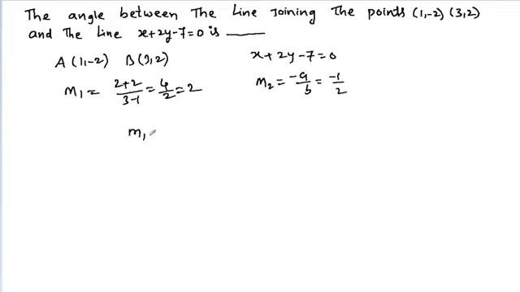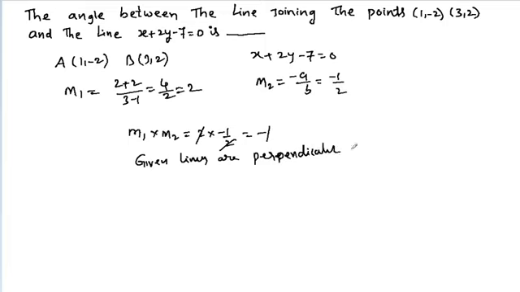Observe these two slopes, that is m1 into m2 is equal to 2 into minus 1 by 2. So m1 m2 is equal to minus 1. That means the given lines are perpendicular. That means the angle is equal to 90 degrees, that is pi by 2.